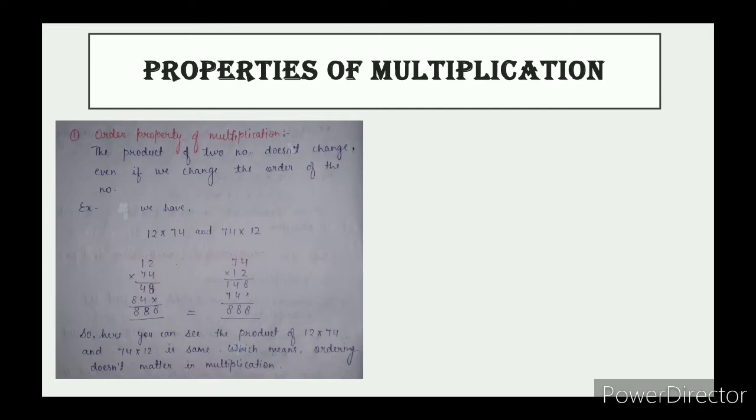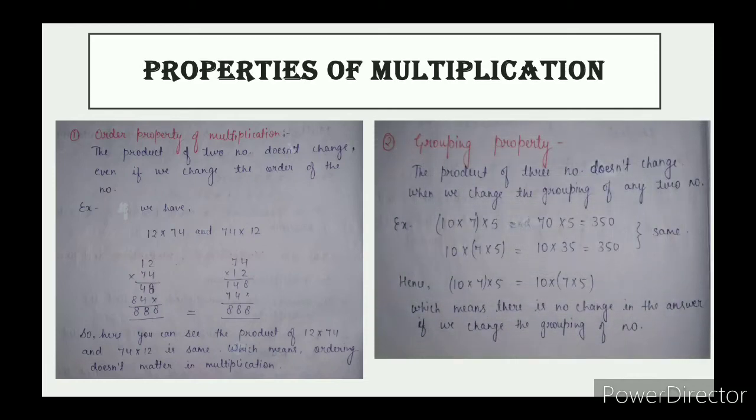For example, here we have 12 into 74 and 74 into 12. Let's see what answer we'll get after multiplying 12 into 74. So the answer is 888. Now multiply 74 into 12, you will get 888. Here you can see the product of 12 into 74 and 74 into 12 is the same, which means ordering doesn't matter in multiplication. Now the second property is grouping property.